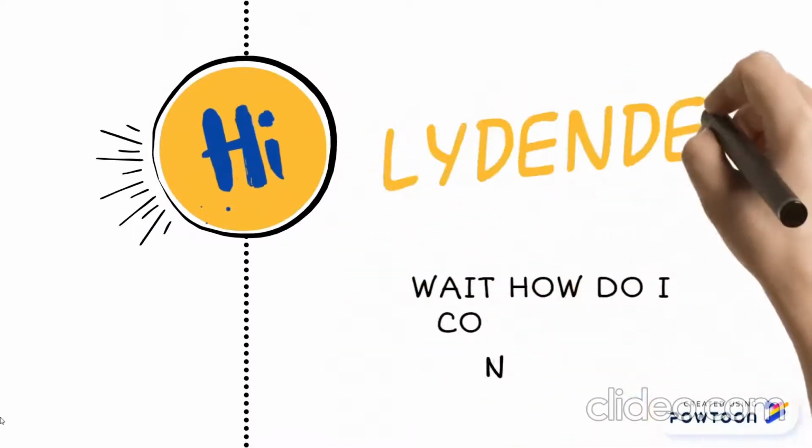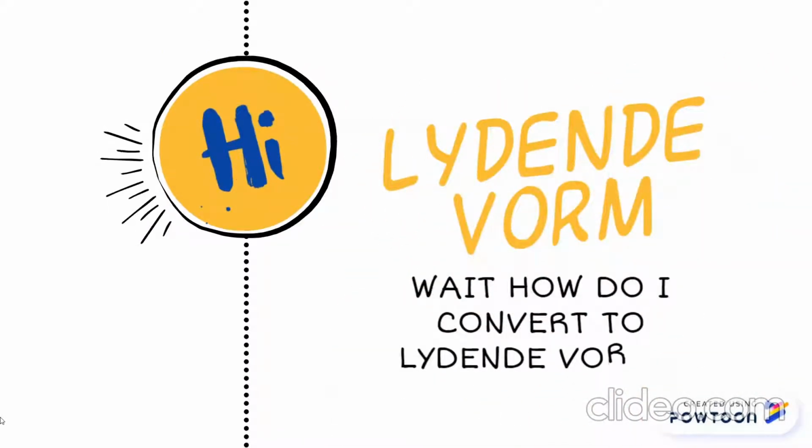Hi everyone. Today we're going to be teaching you guys a bit more about Lydende and bedrijvende, or in English, passive and active form. By the end of this video, you should be able to turn past tense, future tense, and present tense sentences into passive.